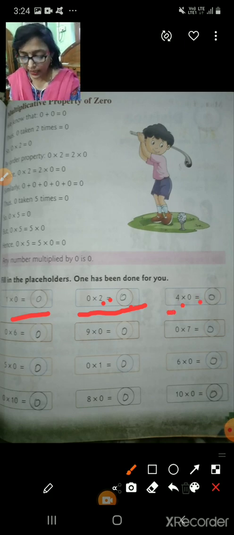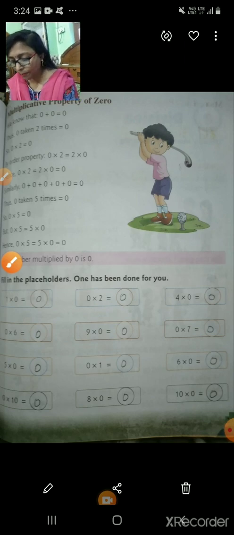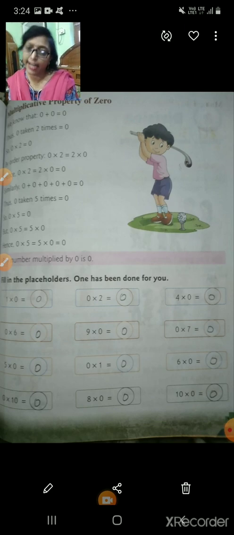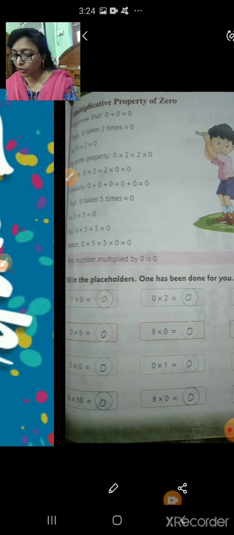So you can see here in every box there is a 0 given. So the answer you will always write, everywhere you will write 0. There is no difficulty to solve these questions. Like this you will solve all the pages.